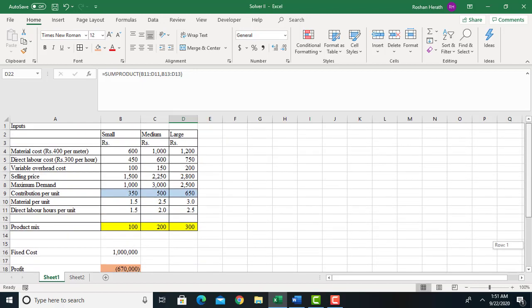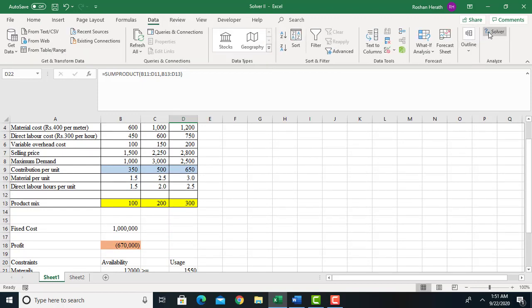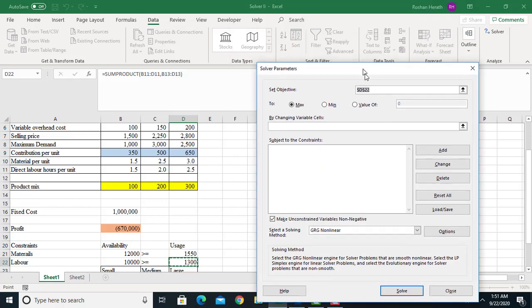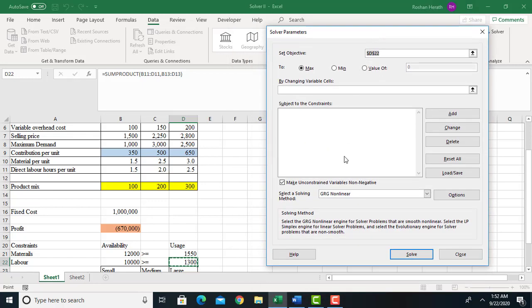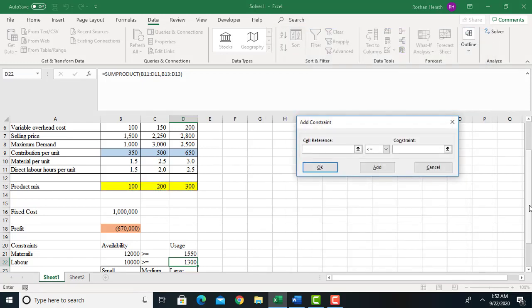Now we can go and apply the solver tool. First we need to set the objective. What is our objective? We need to maximize the profit. Profit needs to be maximized, by changing what? By changing the product mix. In doing so, several constraints are there. You need to take that.